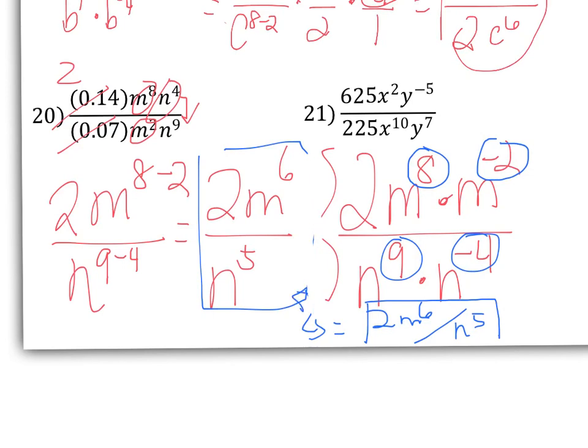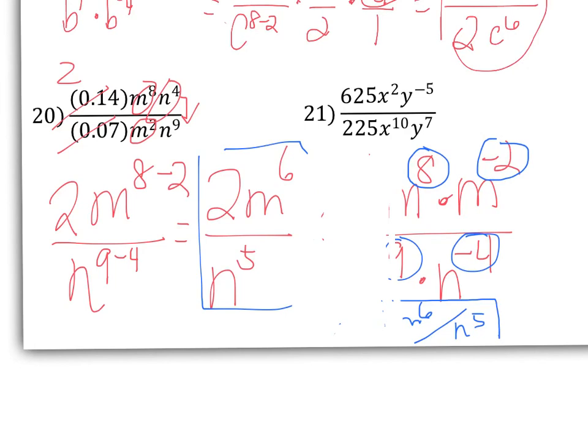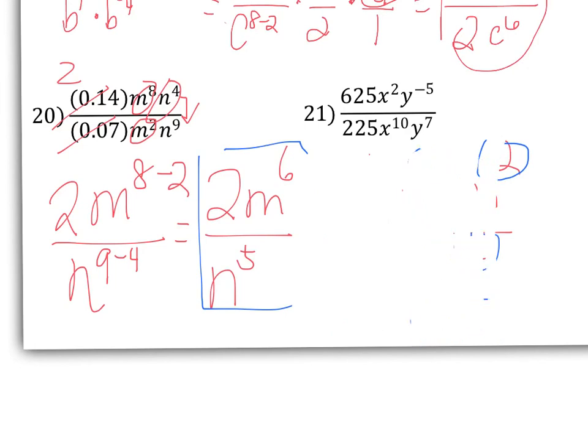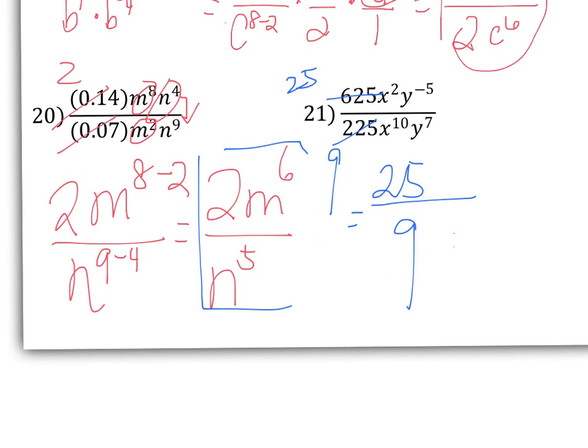Alright, and let me do the last problem. And let me erase this. Okay, so 625 divided by 25 is 25, and it'll be 9. 25 over 9. Okay, you see, by the quotient property, 10 is bigger than 2. I'll keep the x in the bottom. 10 minus 2.